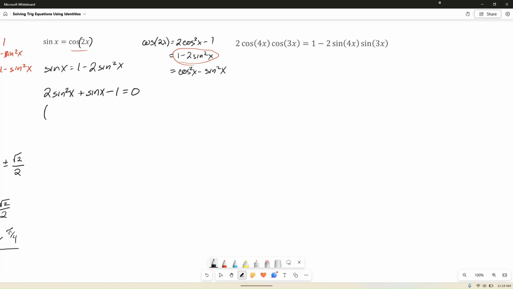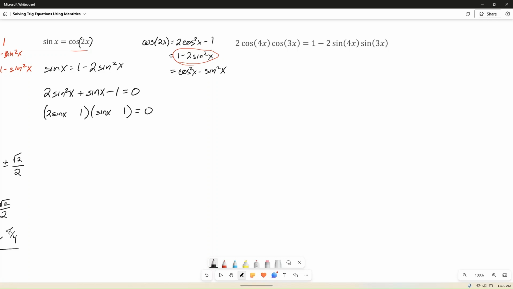If it factors, we'll have a trinomial factored into 2 parentheses that are equal to 0. The first term in each parentheses has to multiply together to give me a 2 sine squared. So that means one of them is probably going to be a 2 sine x, and the other is just sine x. The second value in each of these parentheses has to multiply to give me a negative 1, which means they're both going to be a 1. One of them has to be a plus 1, the other has to be a minus 1.